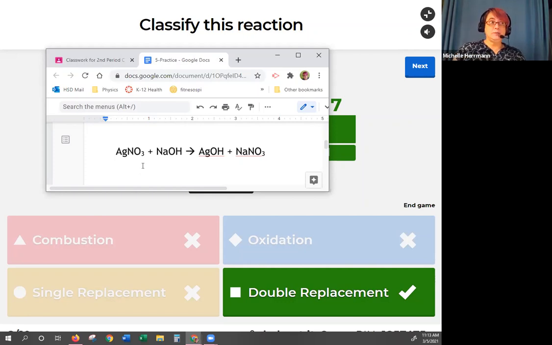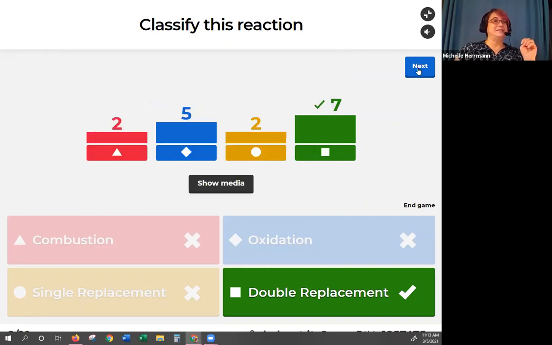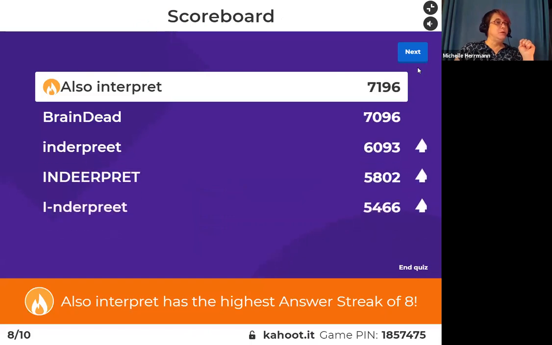Yes, this is double replacement. You can kind of tell because I have two compounds in the front and they're each made of two things. These are polyatomic ions, nitrate, hydroxide, and they swap places. Okay, let me move my thing out of here. Okay, come here, you. We can go on to the next page. All right, so we have two more questions left.